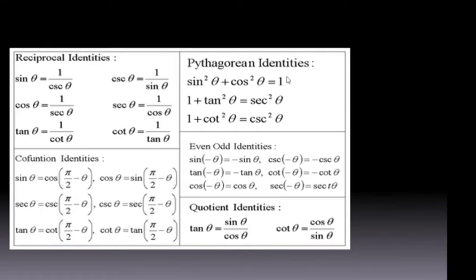Then the Pythagorean identities. Then here we have some co-function identities. Then you have the quotient identities here. Tan theta is sin theta upon cos theta. Cot theta is cos theta upon sin theta and so on. You might require, I will just share it with you.